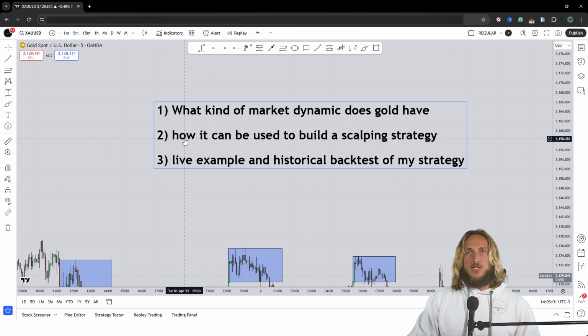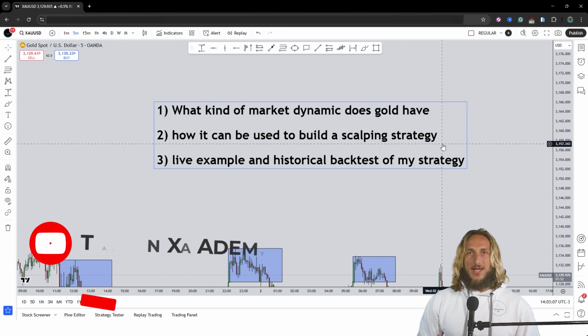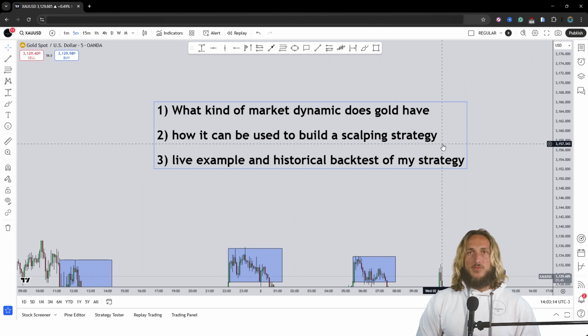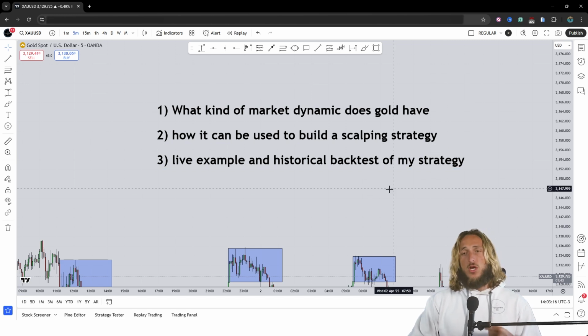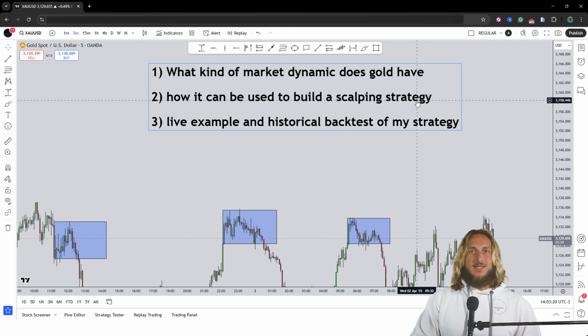So this brings us essentially to the second point. So what kind of market dynamic does gold have? Usually breakout strategies work, since it is a market that is either breaking out or consolidating. Usually momentum-based strategies and breakout strategies work the best on it. So this answers the second question.